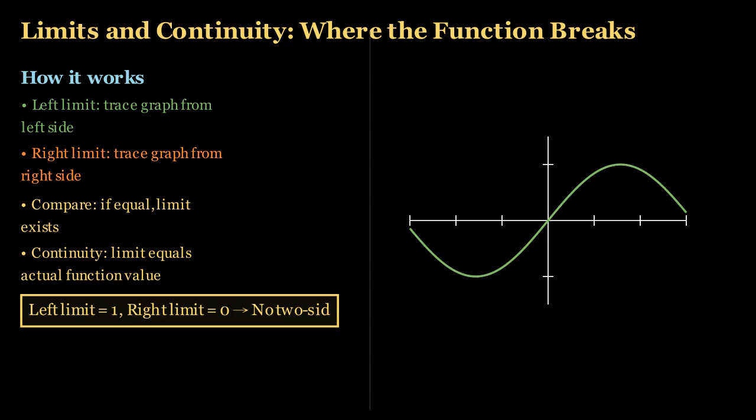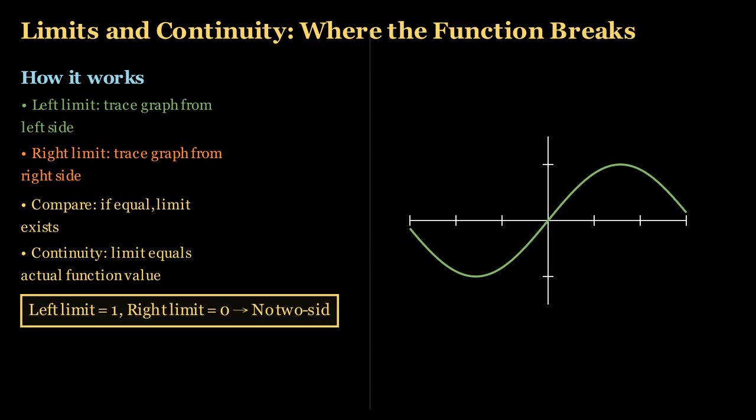Let's solve a concrete problem: determine if the fractional part function is continuous at x equals 2, and if not, describe the break. We already did the legwork. The left-hand limit, coming from values like 1.999, gives us 1. The right-hand limit, coming from 2.001, gives us 0. Since 1 and 0 are different, the two-sided limit does not exist. The function's actual value at x equals 2 is the fractional part of 2, which is 0. So the function is not continuous there.